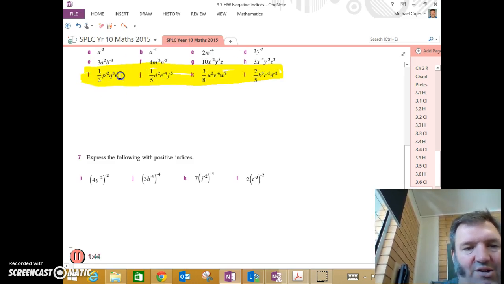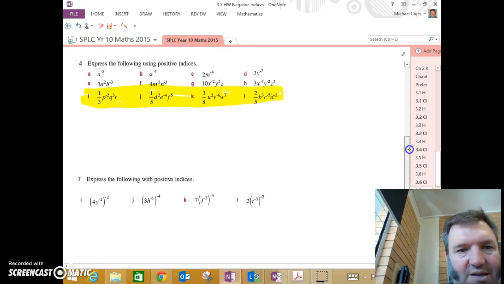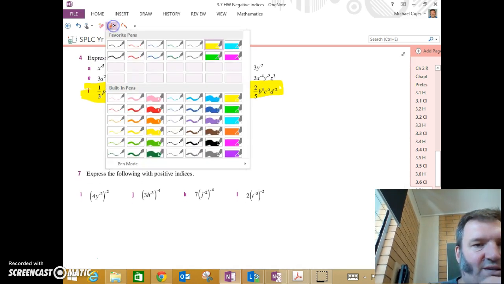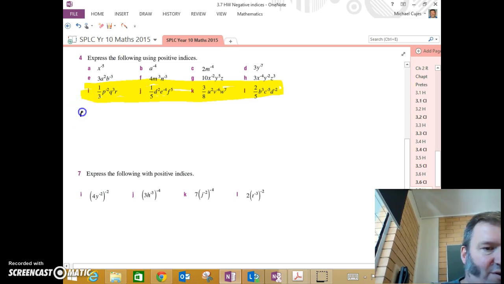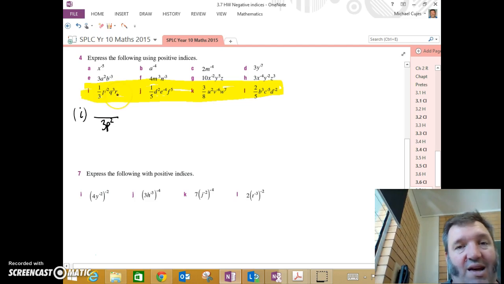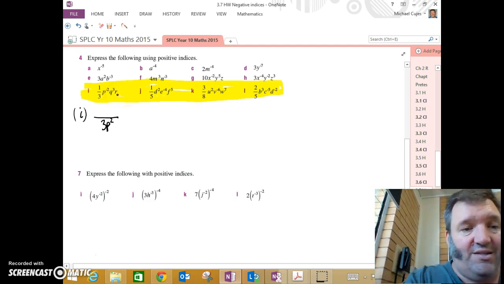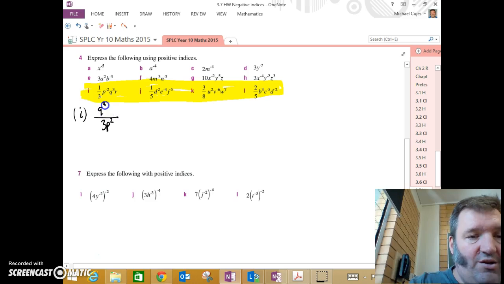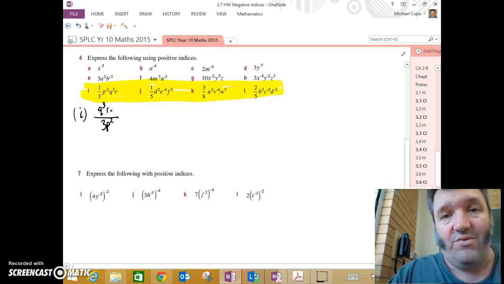This simple instruction here, you would have seen at the top there, said express the following using positive indices. Here we go. I'll start with I. Well, 3's in the denominator, so I'm going to leave it there. P to the negative 2. If I want to have that as a positive index, I'm going to need to put it down in the denominator. So that would be p squared in the denominator. Q cubed and r, they've already got positive indices, so I leave them up there in the numerator. And that's how you'd rewrite that one.